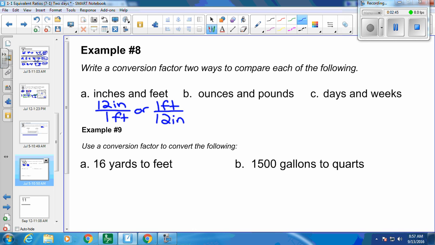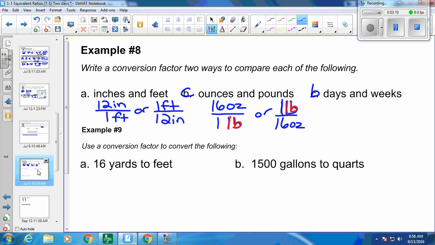Ounces to pounds. Oh, sorry, these two are flip-flopped on yours. So ounces to pounds, this is actually C on yours, and this is B on yours. So this would be 16 ounces to 1 pound, or 1 pound to 16 ounces. Now be careful here. It's hard to tell the difference between my 1 and the lb, so make sure you know the difference between those two.